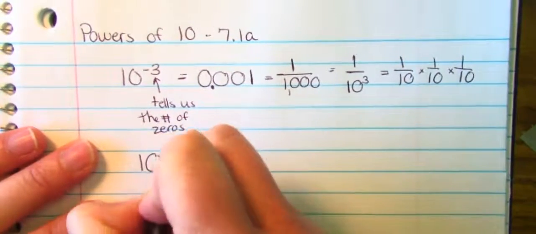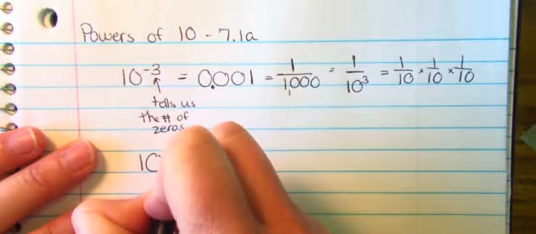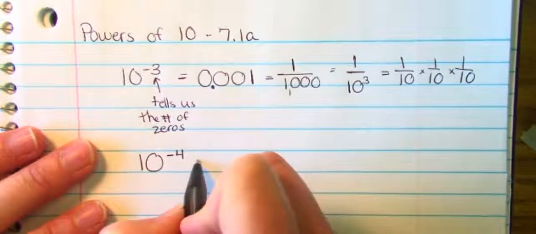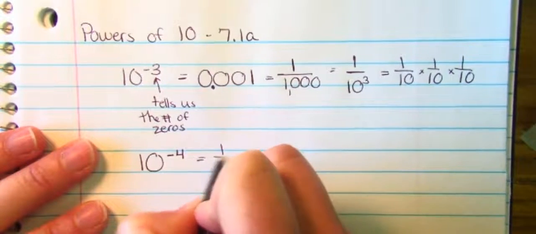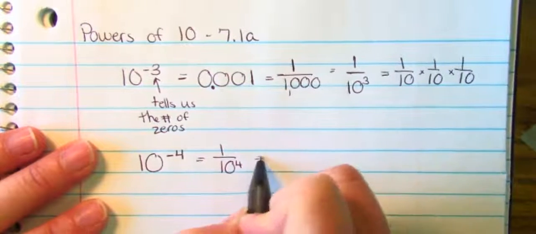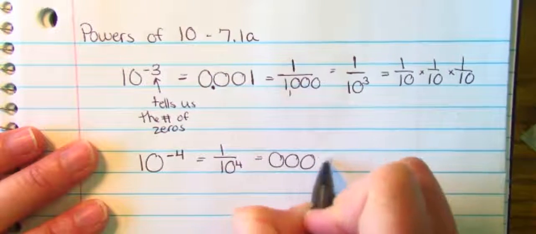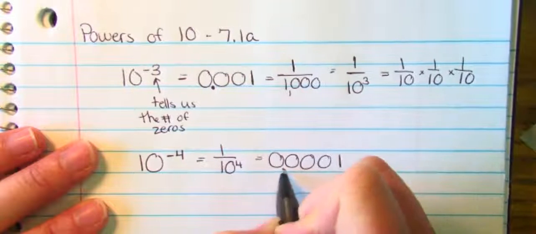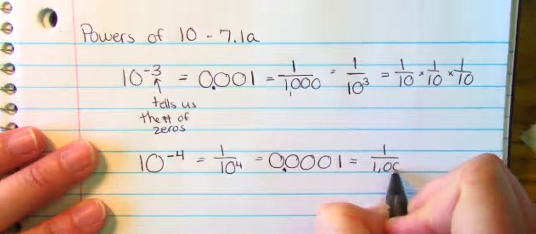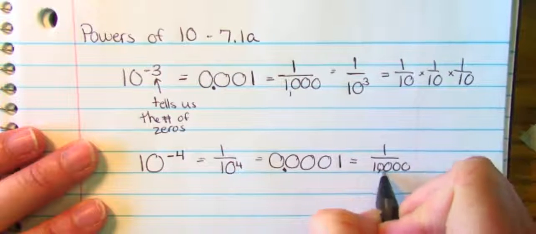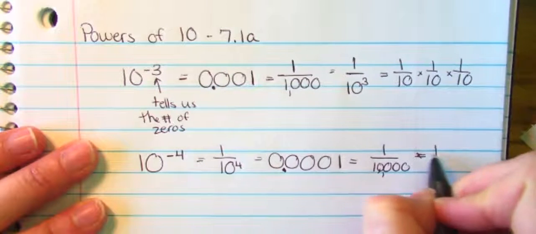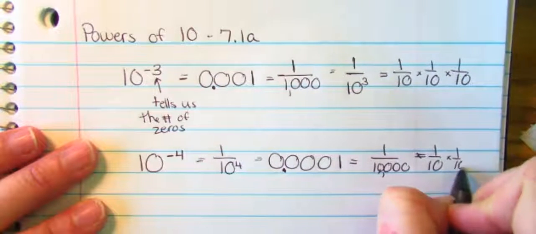So I want you to think, if I had a negative 4, how could I write this? I could write it as a fraction with just the positive 4 at the bottom. I could write it with 4 zeros and a 1. I could write it as a fraction with 4 zeros, so 10,000. Or I could write it with those 1/10. I would need how many of them?